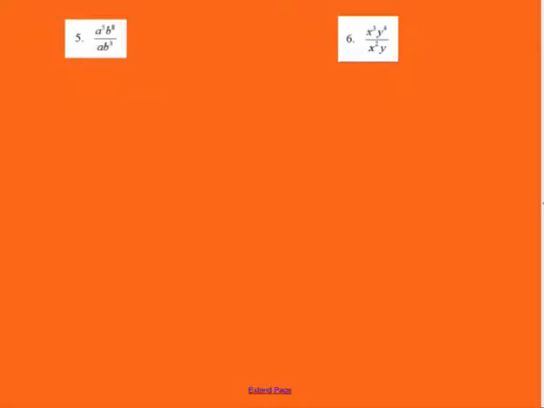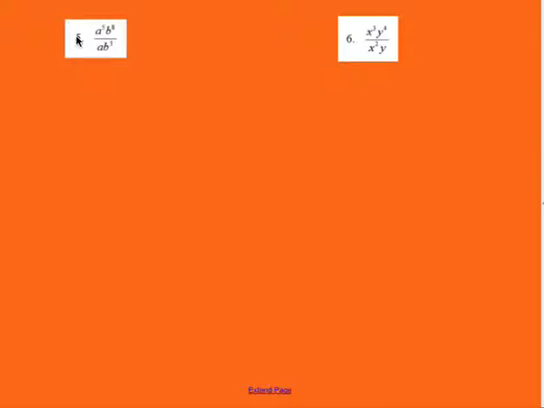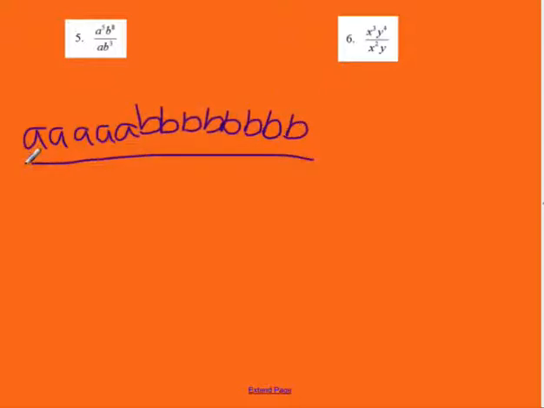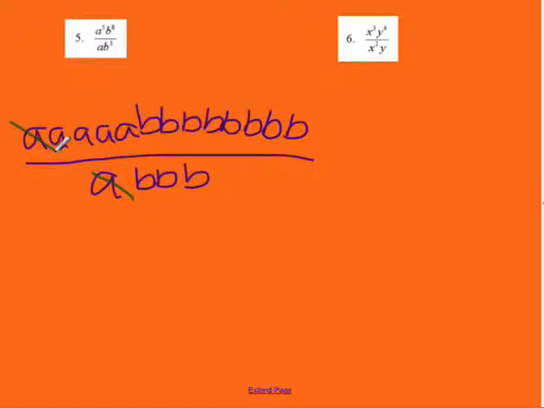We're taking a look at number 5. Here's what I want you to do to start off with. a to the 5th is the same as having 5 a's: 1, 2, 3, 4, 5. Then b to the 8th is the same as having 8 b's: 1, 2, 3, 4, 5, 6, 7, 8, divided by a, and then there's 3 b's on the bottom. What I want you to do is cancel out pairs. There's an a here, so those are going to cancel out. Then this b cancels this b cancels this b cancels this b.